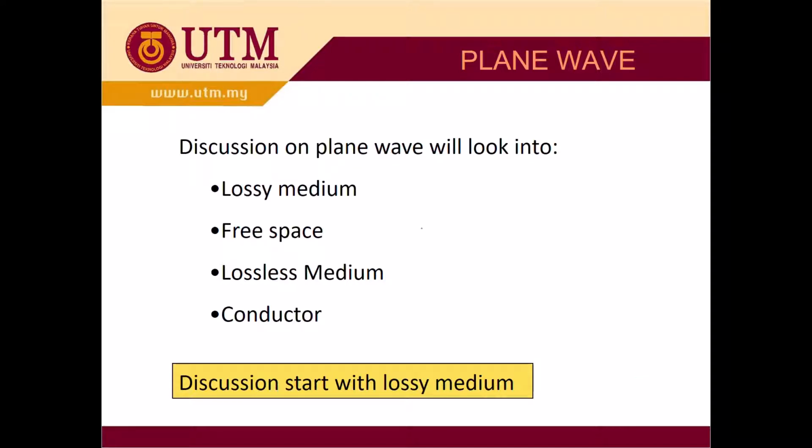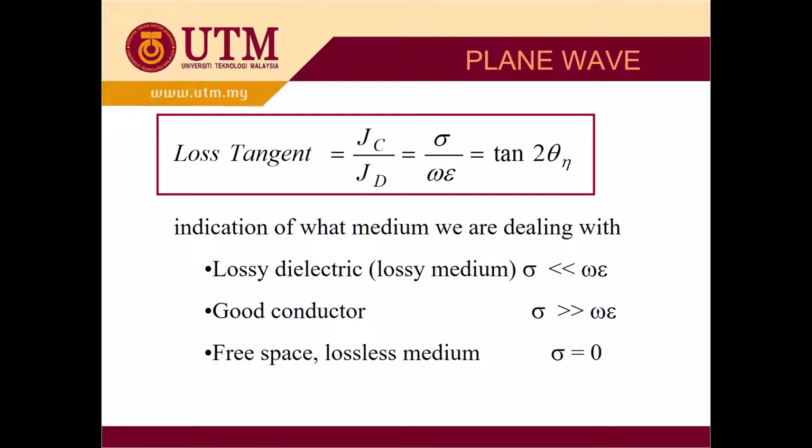Firstly, we have the lossy medium, and then we have free space, then the lossless medium, and lastly the conductors. So we only have these four different media. Let's start our discussion with the lossy medium. First, for the lossy medium, we will discuss the loss tangent.